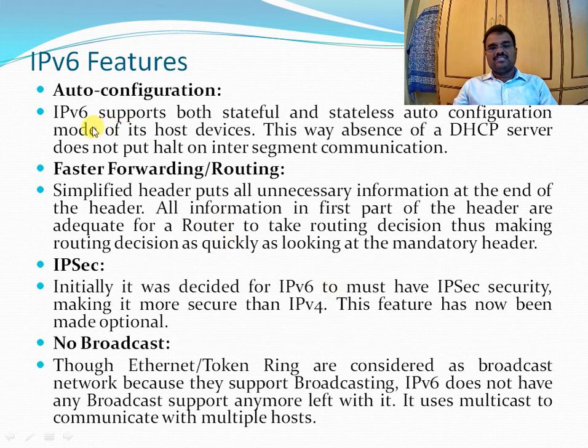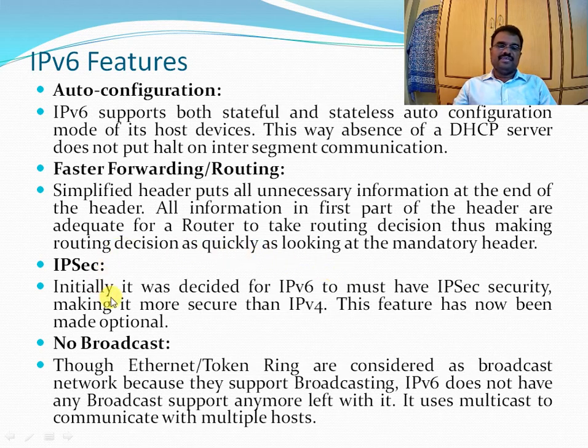And auto configuration. IPv6 supports both stateful and stateless auto configuration modes for its host devices. This is why the absence of a DHCP server does not put a halt on inter-segment communication. Faster forwarding and routing. The simplified header puts all unnecessary information at the end of the header. All information in the first part of the header is adequate for a router to take a routing decision, thus making a routing decision as quick as looking at the mandatory header.